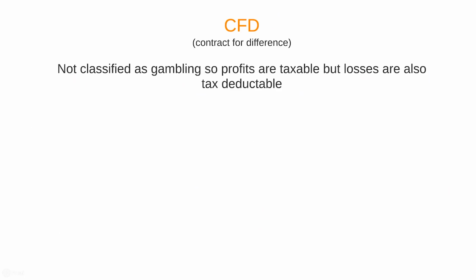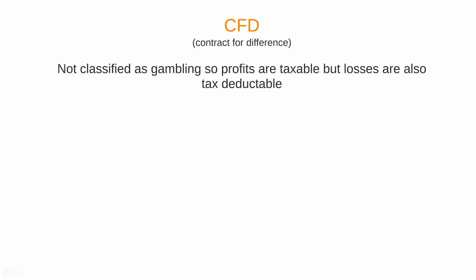A CFD, or contract for difference, account works in a very similar way, but is not classified as gambling. Therefore, any profits made on this account type are taxable. However, losses can be offset against profits for tax purposes. Essentially, with this account type, you are agreeing to exchange the difference in price on a market from the point the contract is started to the point it is closed.